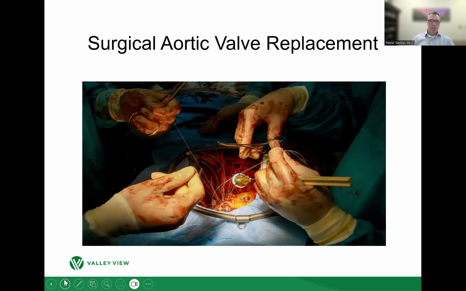This here is a depiction of our heart team doing a surgical aortic valve replacement. You can see four hands there, two sets of hands, a surgeon and an assistant. You've got an open heart, open chest there with, in the middle here, a bioprosthetic valve. These strings here are the sutures we use. The old stenotic or regurgitant aortic valve is cut out, and the new valve is sewn into place with sutures.